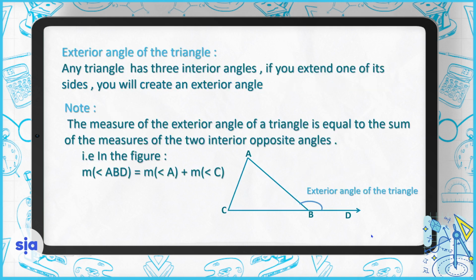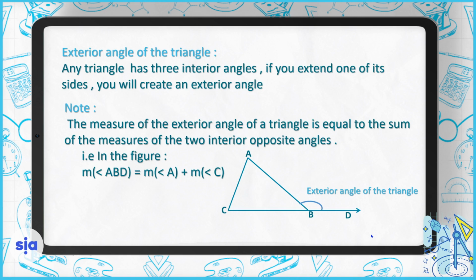What is the exterior angle of the triangle? Any triangle has three interior angles. If you extend one of its sides, you will create an exterior angle. As a note, the measure of the exterior angle of a triangle is equal to the sum of the measures of the two interior opposite angles.